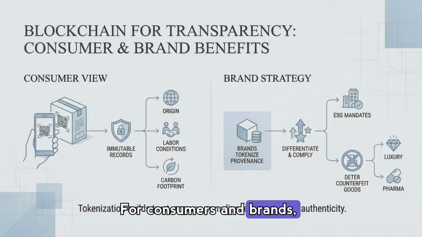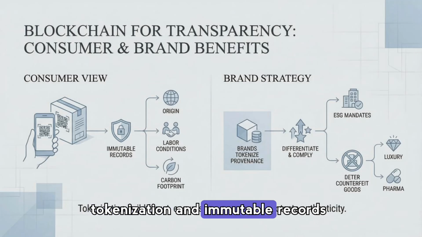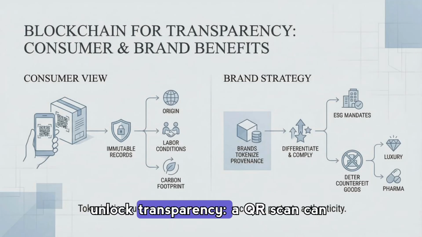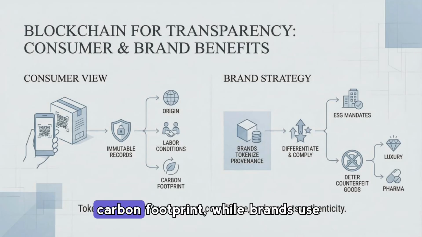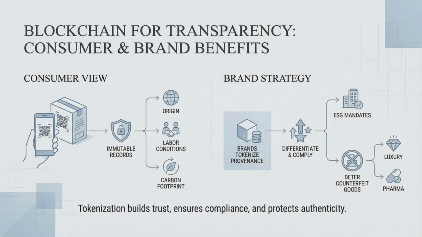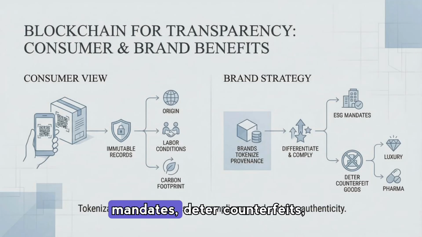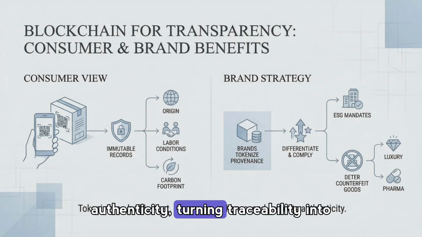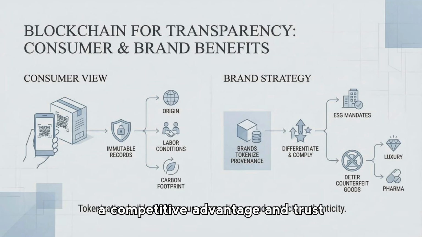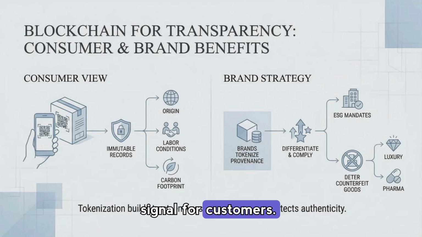For consumers and brands, tokenization and immutable records unlock transparency. A QR scan can reveal origin, labor conditions, and carbon footprint, while brands use provenance tokens to meet ESG mandates, deter counterfeits, differentiate products, and protect authenticity, turning traceability into a competitive advantage and trust signal for customers.